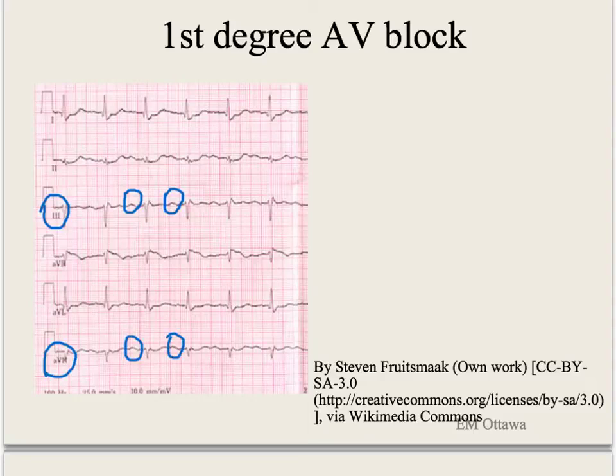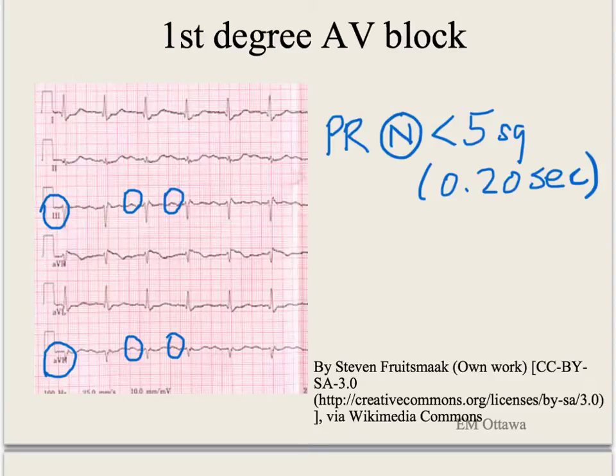So once you've spotted the P wave, you want to look at the PR interval. So how long is the PR interval in this rhythm strip? As we discussed before, the PR interval should normally be less than 5 little squares, or 0.2 seconds. However, in first degree AV block, the PR interval is more than 0.2 seconds. And keep in mind that the PR interval is measured from the beginning of P until you've hit the R wave.